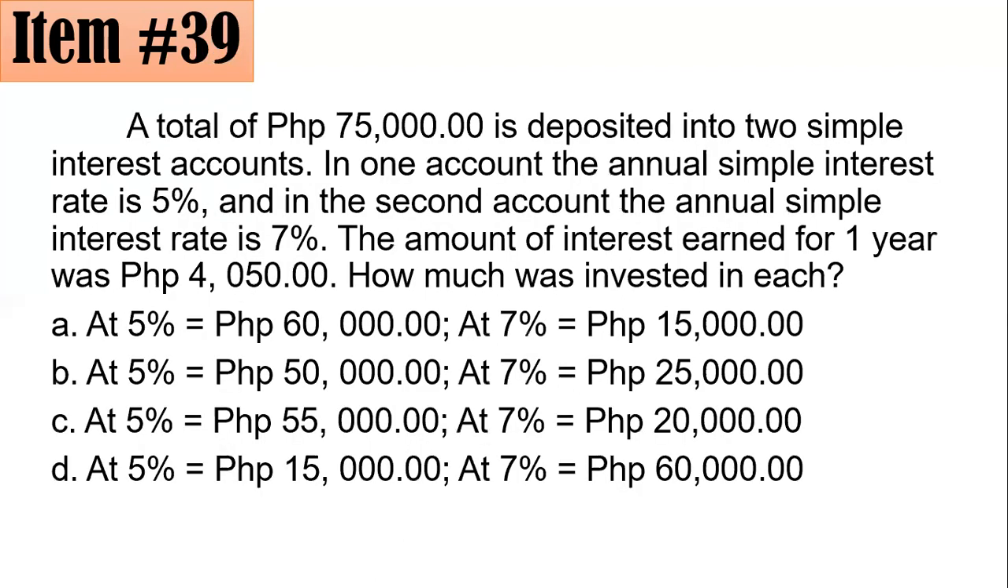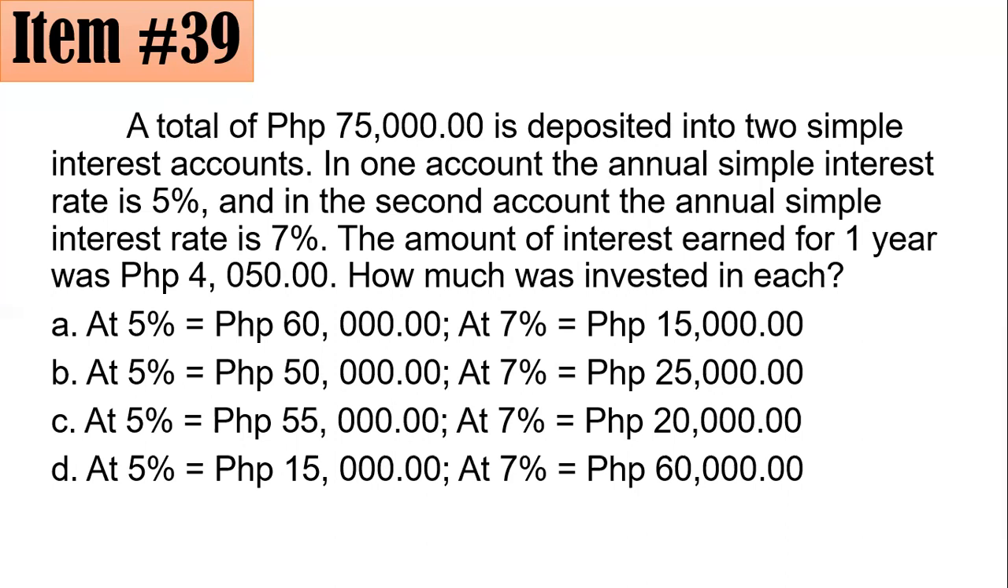39. A total of 75,000 is deposited into 2 simple interest accounts. In one account, the annual simple interest rate is 5%. In the second account, it's 7%. The amount of interest earned for 1 year was 4,050 pesos. How much was invested in each?